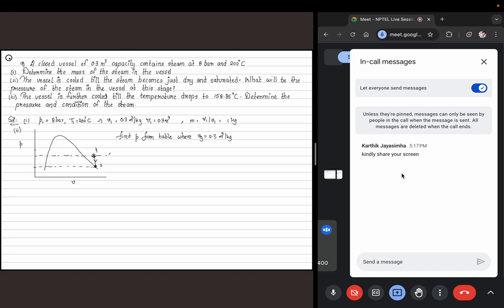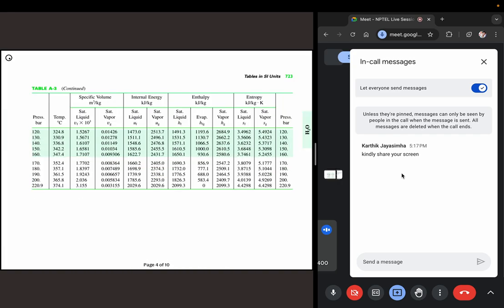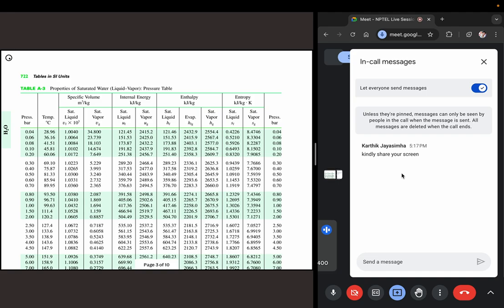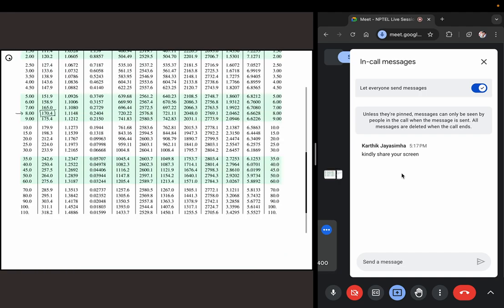So how will I do that? I'll just go to the steam tables. So it is in the saturated region. You need to find a value of around 0.3, which is close to 6 bar pressure. This is around 0.3157. So I'll just go with this value. So the final pressure is 6 bar.